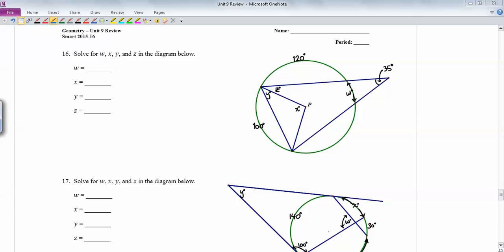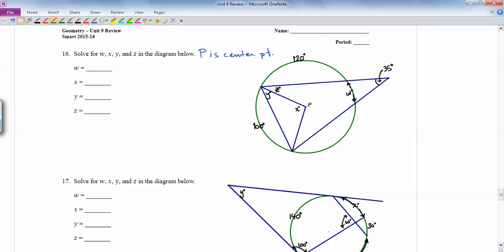All right, so number 16 from the Unit 9 review is what we'll try. We got a couple of arcs, 100, 120. We got this outer angle's 35, and then there are just a bunch of questions about various arcs and angles. And in the problem, P is the center. I should have mentioned that in the directions, really. P is the center point.